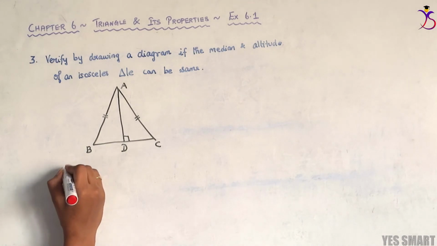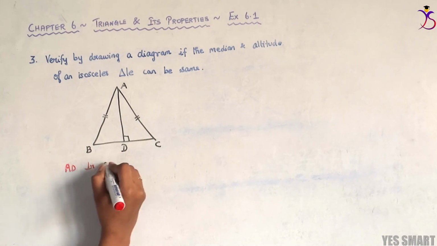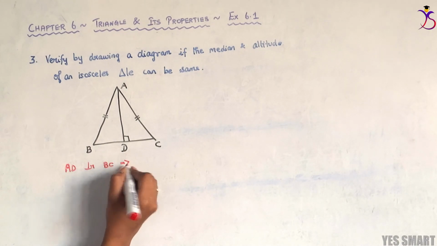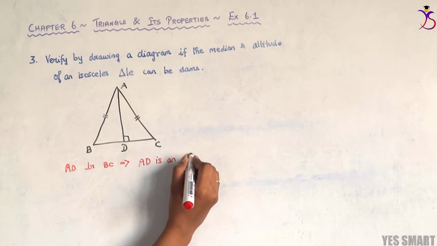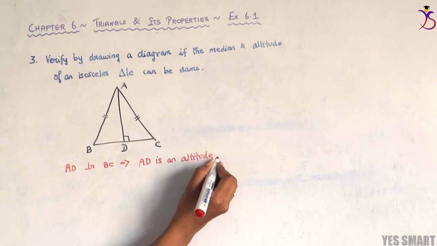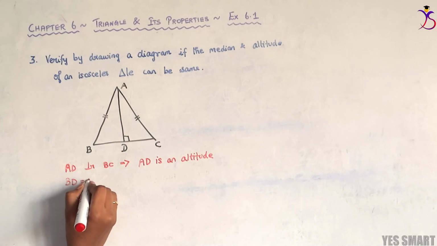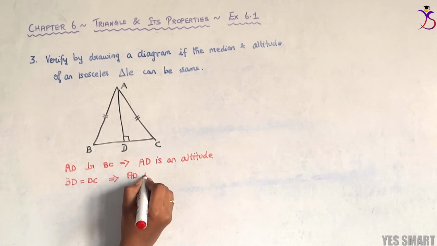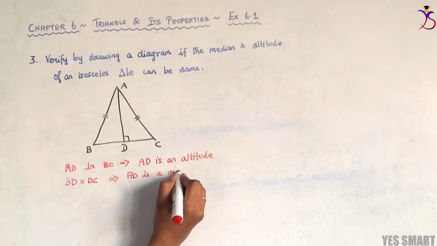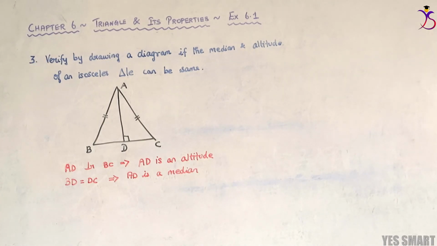So let's write the inference and close this sum. AD is perpendicular to BC, which implies AD is an altitude. Similarly, BD is equal to DC. That implies AD is the median, which is bisecting the third side and dividing the triangle into two equal halves. With this, we have completed this exercise.